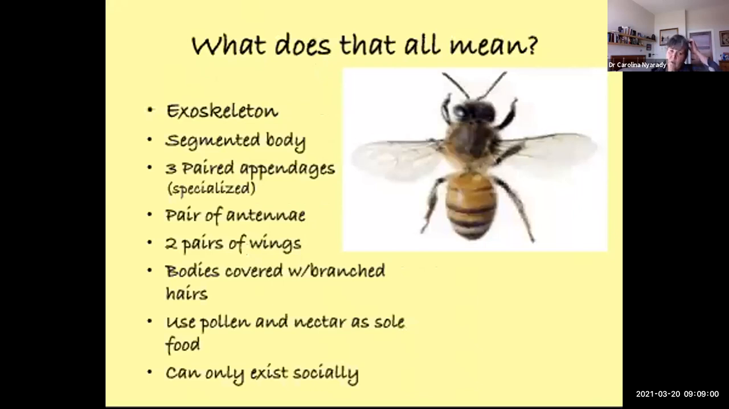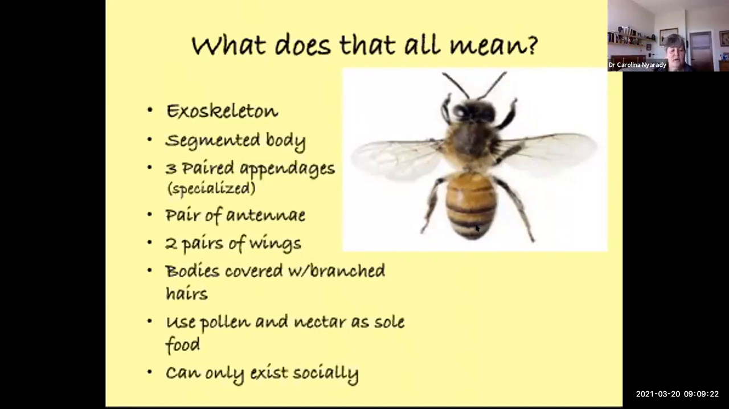So let's talk a little bit more about these classifications. When you look at a honeybee, appreciate the fact that they have an exoskeleton on the outside. And I'm sorry, I have to ask, can you see my pointer on the slide, Catherine? Yeah, absolutely. Okay, just wanted to make sure that appears.